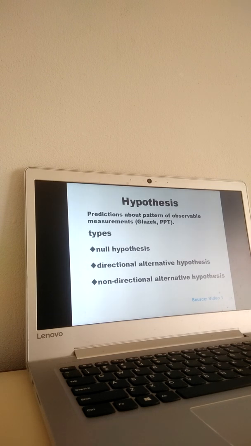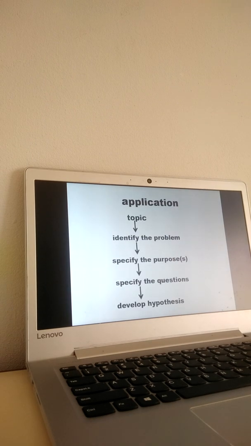And the third type is the non-directional alternative hypothesis. It's opposite from the second type. It means the hypothesis doesn't specify the direction. It means there will be a difference, but it doesn't specify which group is higher or lower. So that's the hypothesis. So I talked about the research problems, research purposes, research questions, and research hypothesis.